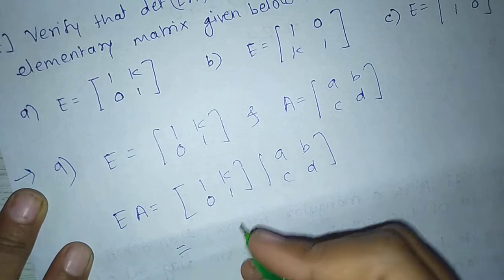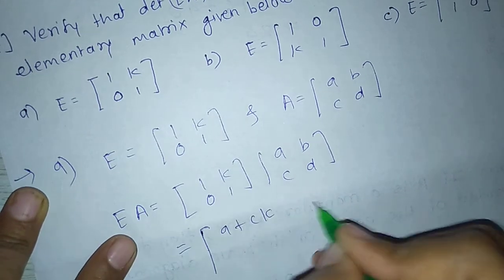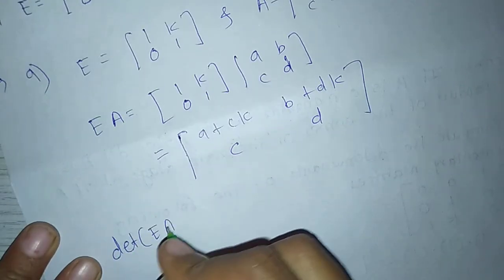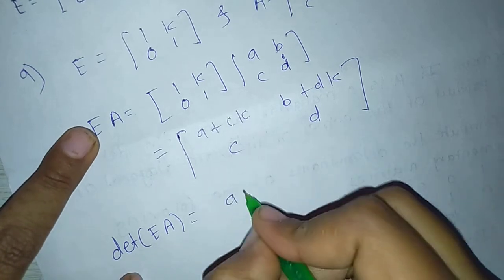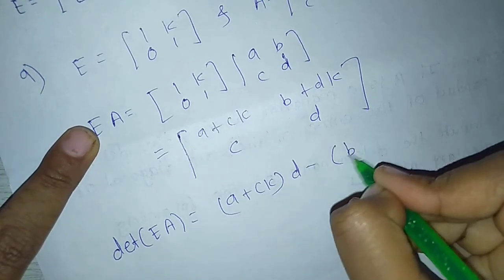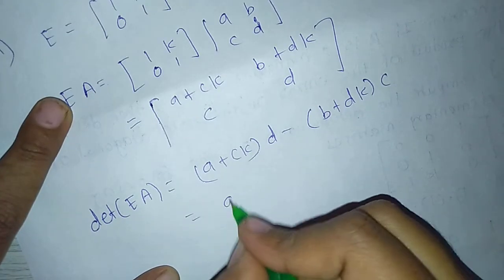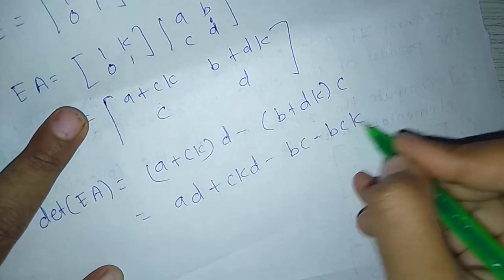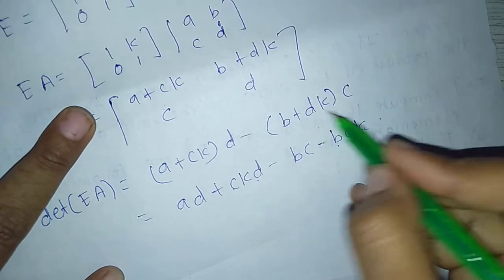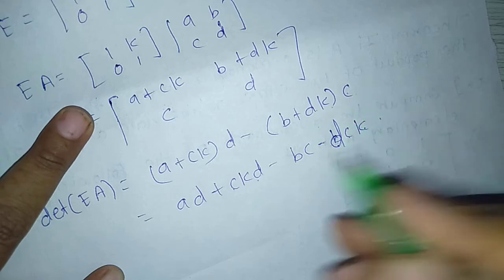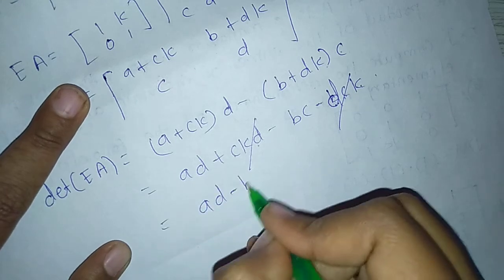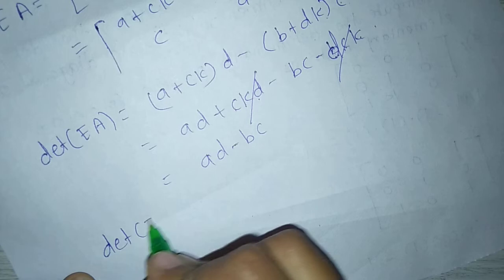E into A equal to [1 k; 0 1] times [a b; c d] equal to [a plus ck, b plus dk; c, d]. Find the determinant of E into A by cross multiplication: (a plus ck) into d minus (b plus dk) into c equal to ad plus ckd minus bc minus dkc. The ckd and dkc terms cancel, equal to ad minus bc. Next find the determinant of E.